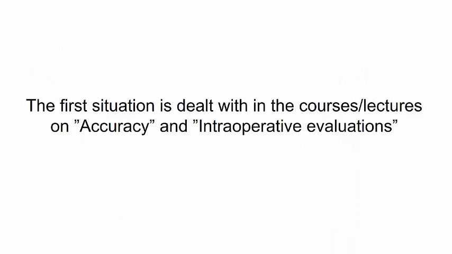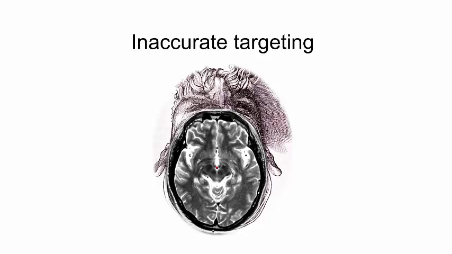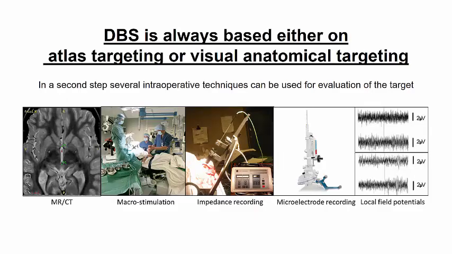The first situation is dealt with in the courses and lectures on accuracy and intraoperative evaluations. Here we will discuss inaccurate targeting. We need to remember that DBS is always based either on atlas targeting or visual anatomical targeting. In a second step, several intraoperative techniques can be used for evaluation of the target.